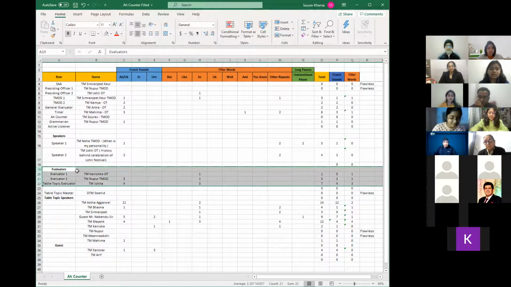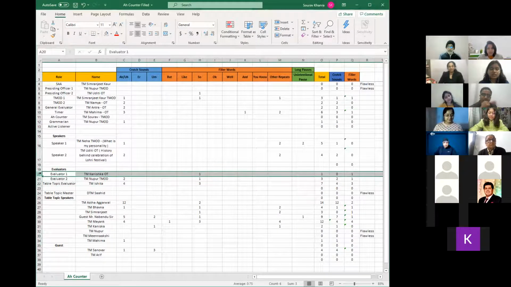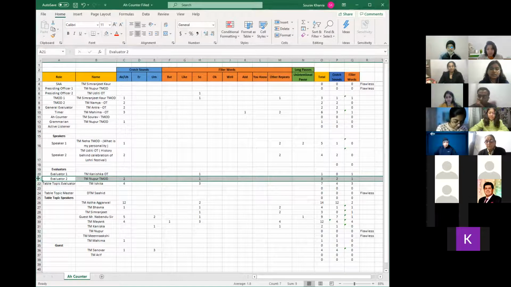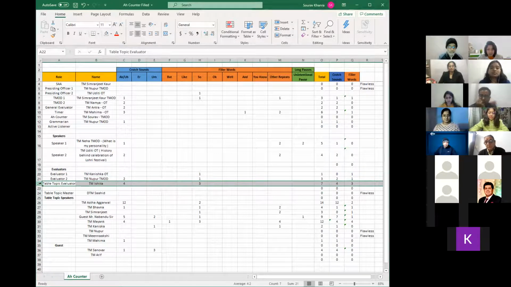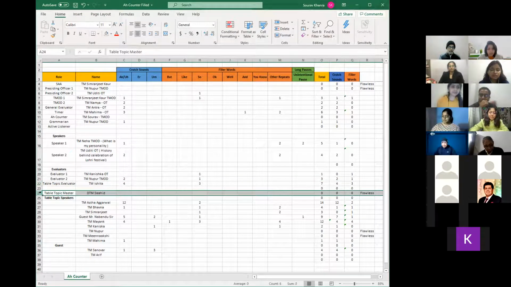And for evaluation, Toastmaster Kanishka took 1 counter word. Toastmaster Nupur took 2 crutch words, 3 in total, and 1 filler word. Toastmaster Ishita, while evaluating table topics, took 7 total counters, 4 crutch words and 3 filler words. Toastmaster Saurav, DTM Saurav, is obviously always flawless for his role.